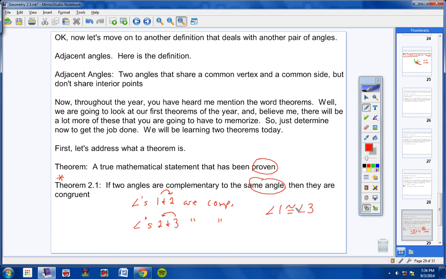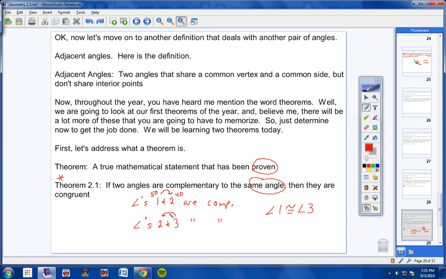Now, let me prove this to you, okay? Watch this carefully. Let's put numbers in here, shall we? You don't have to do this in your notes, just watch this. Let's say the measure of angle 1 was, I don't know, 50. Well, if the measure of angle 1 is 50, what does angle 2 have to be? Well, it has to be 40 because they have to add up to what? 90, right? They're complementary, so they have to add up to 90.